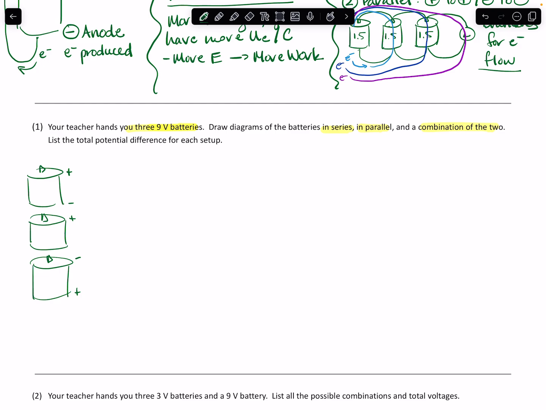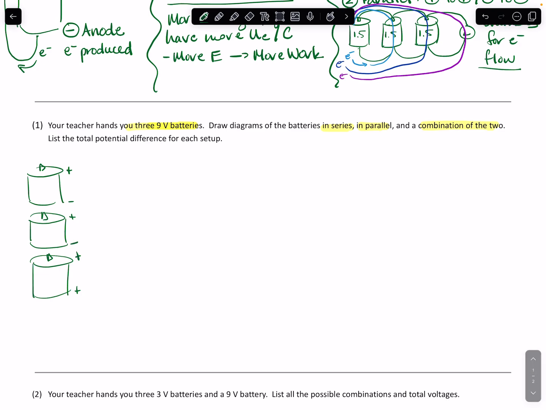Whoops, I just did that one backwards. Oh no, I skipped a negative. That's what I did. Sorry about that. Positive, negative, positive, negative. So these are all connected. My wire is going to connect the negative end. We'll run it through a light bulb, and then it'll come back here.